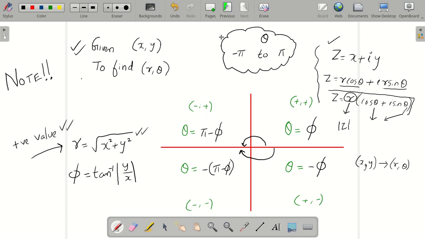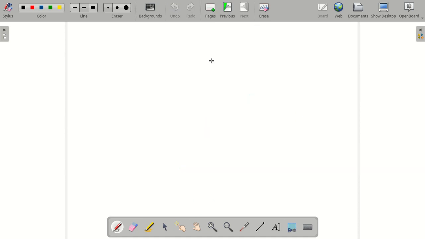So let's do one problem. The first question I'm going to work out here. You can work out with me. So please write: change into modulus argument form the complex number z is equal to 1 plus i root 3.